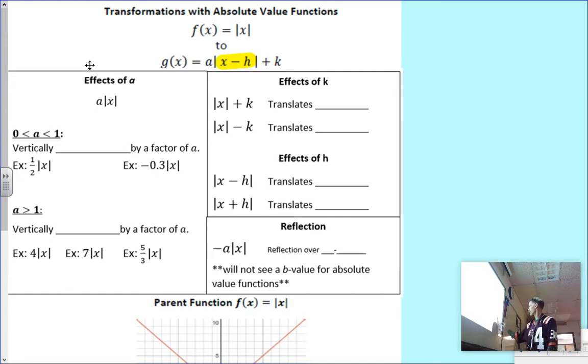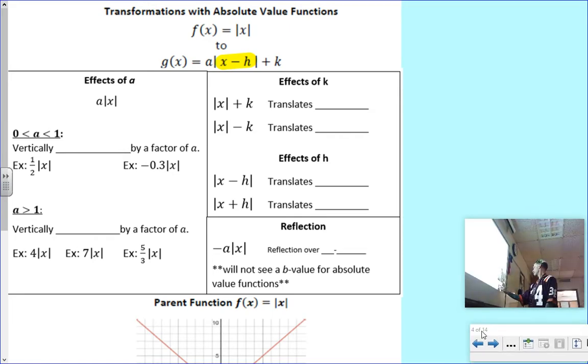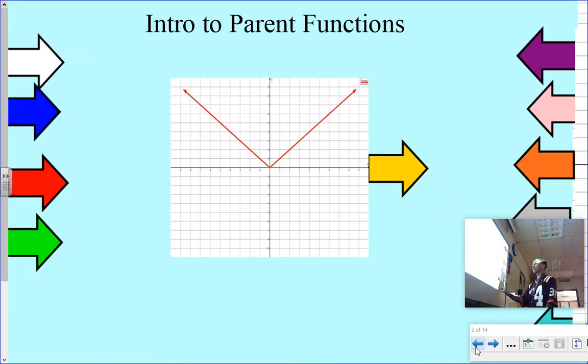Now, if you remember from a while back, we know that the absolute value function looks like this. It's a V shape. And we'll talk about the domain and range and some different properties in just a couple minutes, but just to trigger that memory, that's the function that we're talking about.